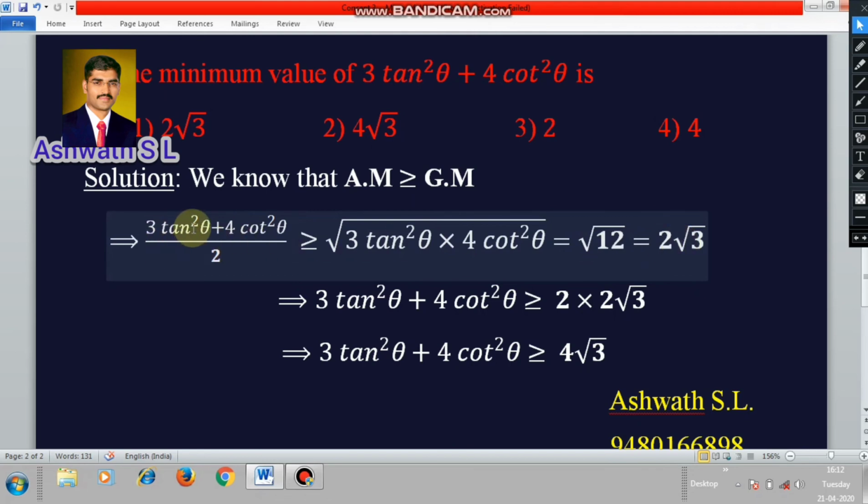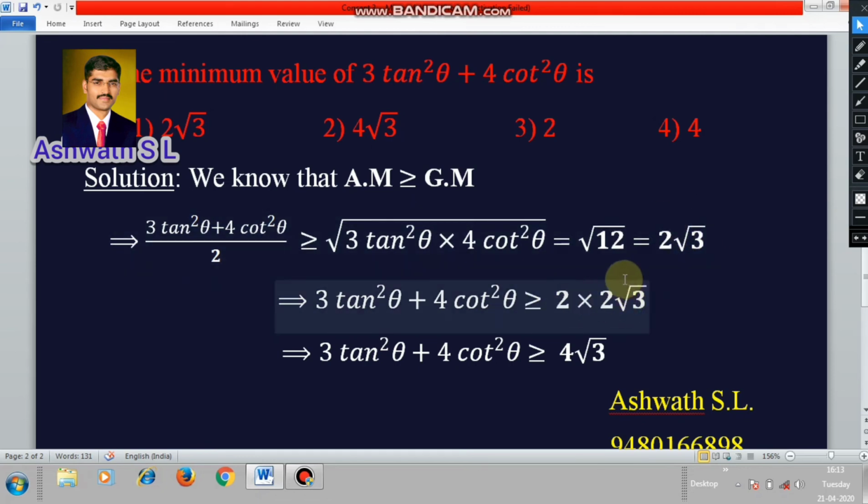Therefore, 3 tan square theta plus 4 cot square theta is greater than or equal to, this 2 brought to the other side, becomes 2 into 2 root 3, nothing but 4 root 3. Therefore, 4 root 3 is the minimum value. This is the easiest technique of finding the minimum value by using the relation between arithmetic mean and geometric mean.